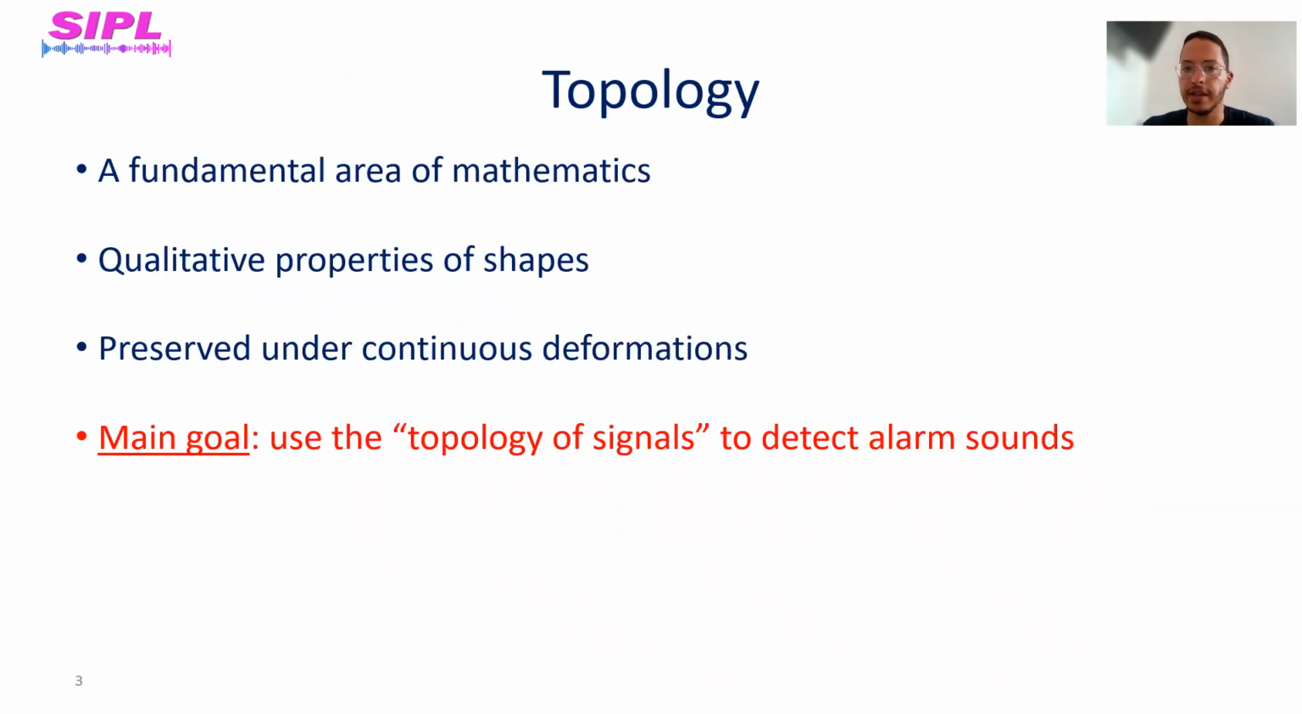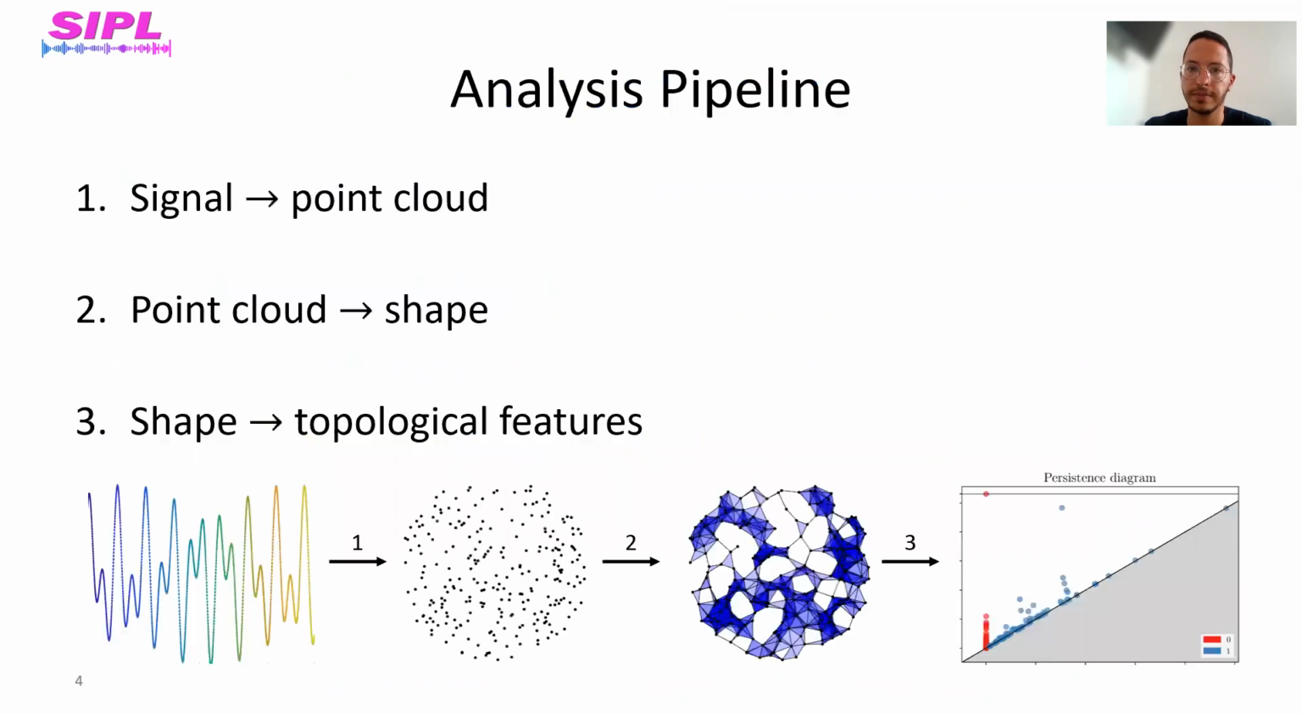So topology is a fundamental area in mathematics. It dates back to Euler, and it deals with qualitative properties of shapes that are preserved under continuous deformations. Our main goal was to use the topology of signals to detect alarm sounds. I'll explain here briefly our analysis pipeline. It will be explained more profoundly later on.